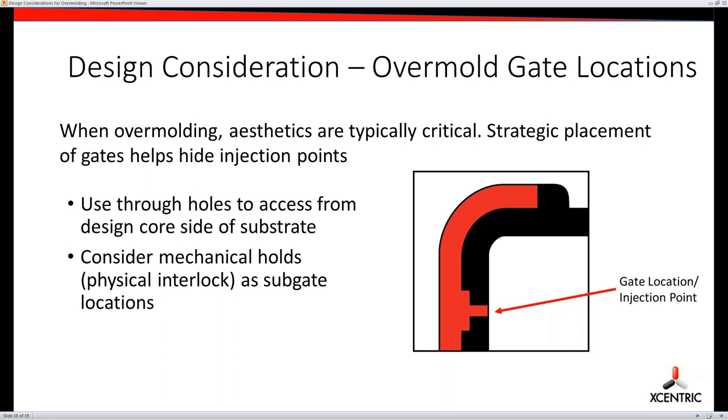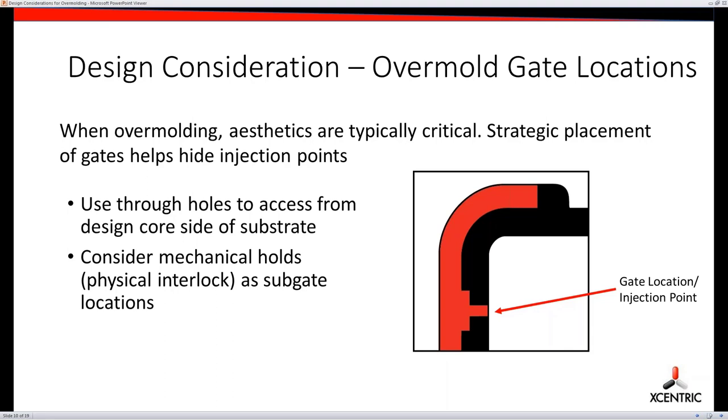or make use of mechanical holds that are within the part. So for example, in this image here on the right, we have this kind of through hole that's in the substrate. The black part is the substrate, the red is the overmold. And we would gate through the inside of the substrate part on the core side and feed material to the outside of the part. This would hide the gate on the inside of the part and give a nice clean finish on the outside. And it also provides a kind of a mechanical lock between the two different materials.